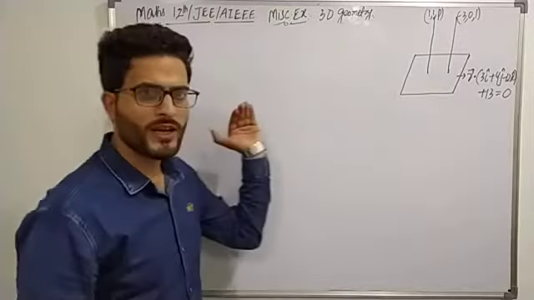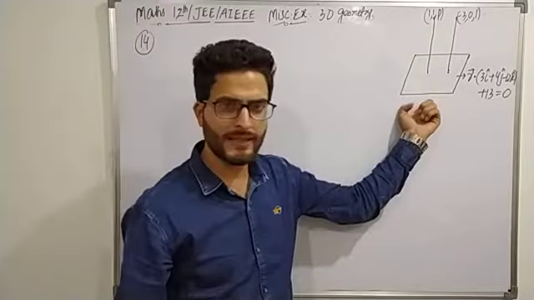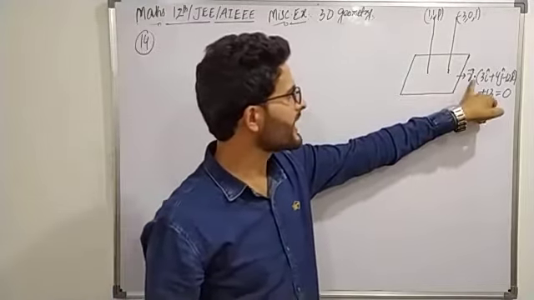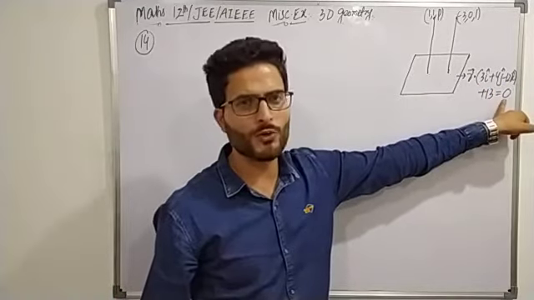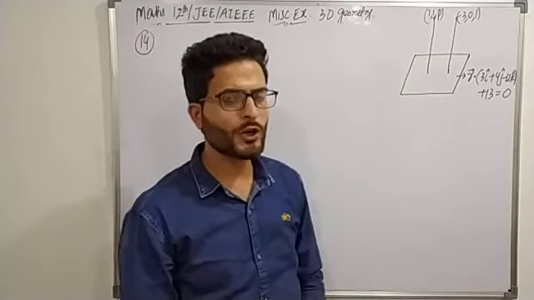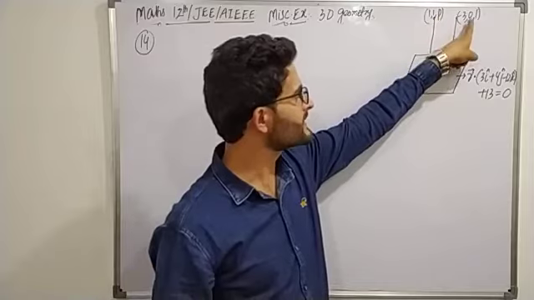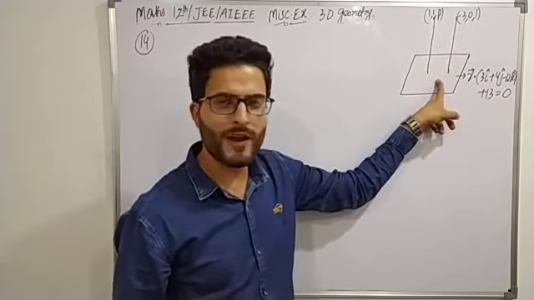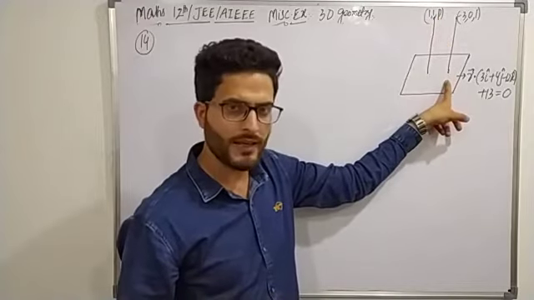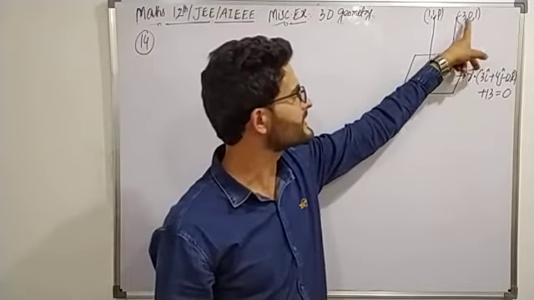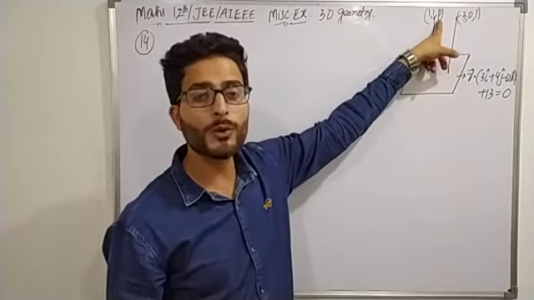Now we are on question number 14 of the miscellaneous exercise, and in that question we have a plane whose vector equation is r dot 3i plus 4j minus 12k plus 13 is equal to 0. And it is given that two points whose coordinates are 1, 1, p and minus 3, 0, 1 are equidistant from the plane. So the distance of point 1, 1, p from the plane is the same as the distance of minus 3, 0, 1 from the plane. We need to calculate the value of this unknown p.